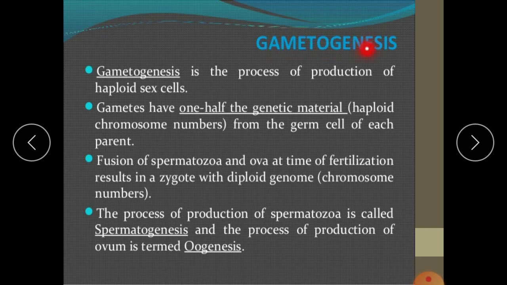Gametogenesis, yes, formation of gametes. Formation of gametes occurs only through meiosis. Gametogenesis is the process of production of haploid sex cells. Gametes have one half of the genetic material, haploid chromosome numbers, from the germ cell of each parent. Fusion of spermatozoa and ova at the time of fertilization results in a zygote with a diploid genome. The process of production of spermatozoa is called spermatogenesis, and the process of production of ovum is termed oogenesis.